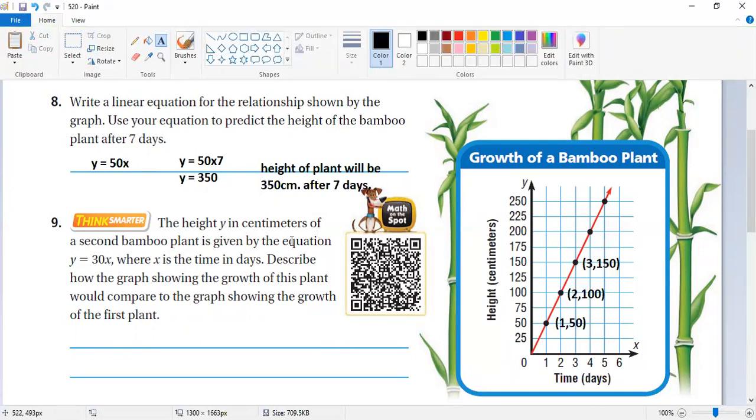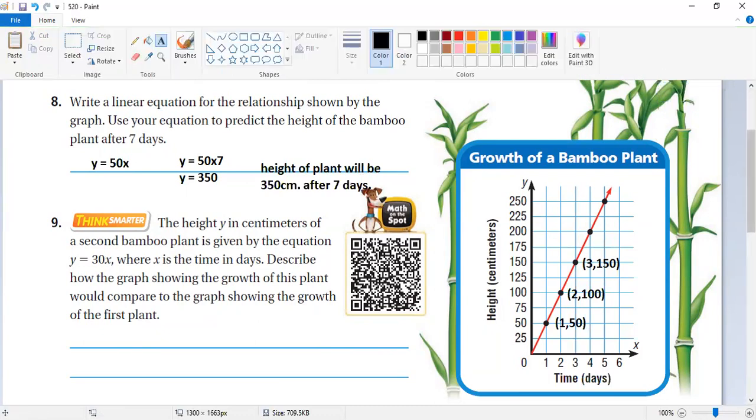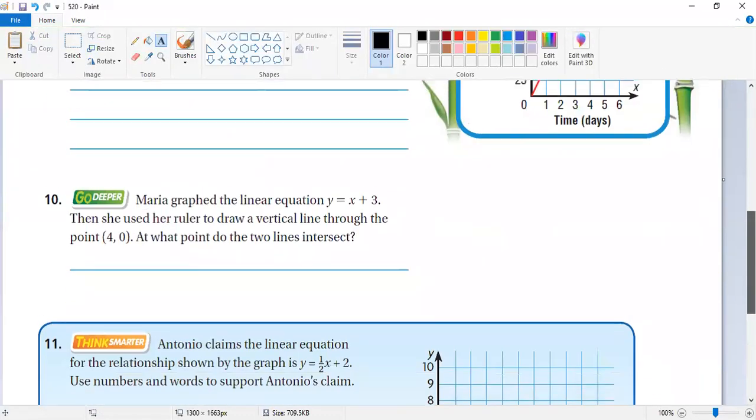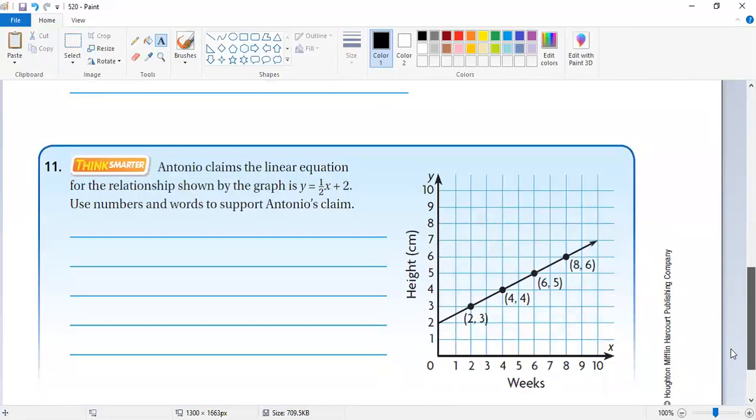This is how you will have to find out and write the equation and then answer the question which they have asked you. Okay. And now moving on, let's see. I will not do question number 10. Let's do question number 11. That's going to be the last question for today.